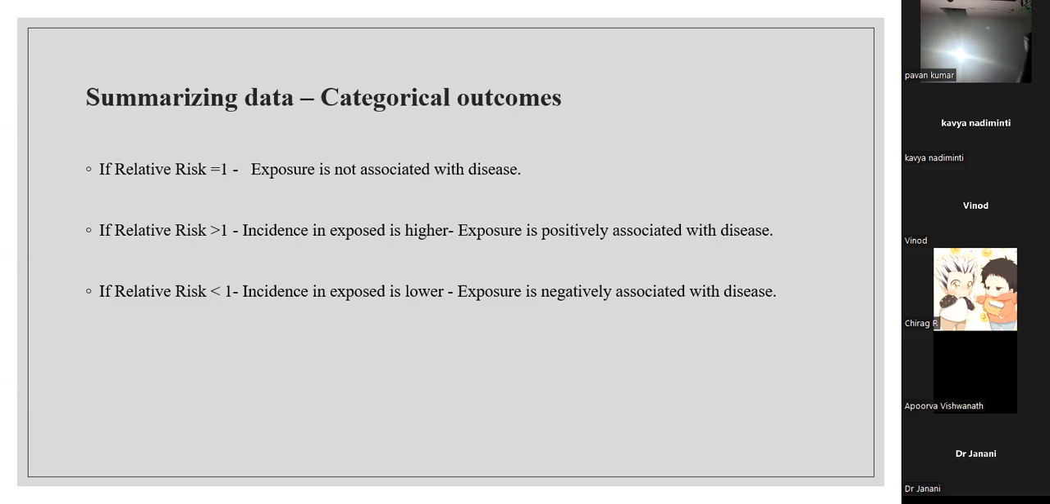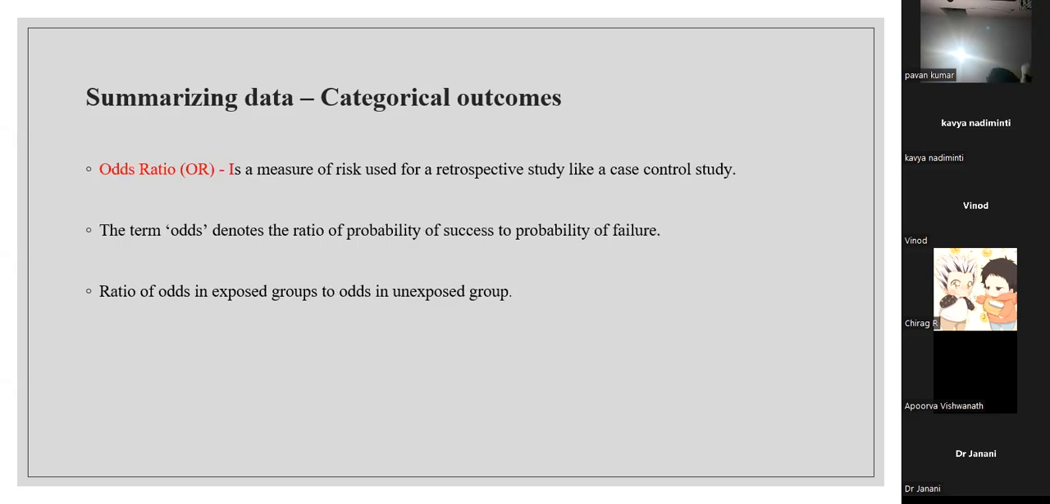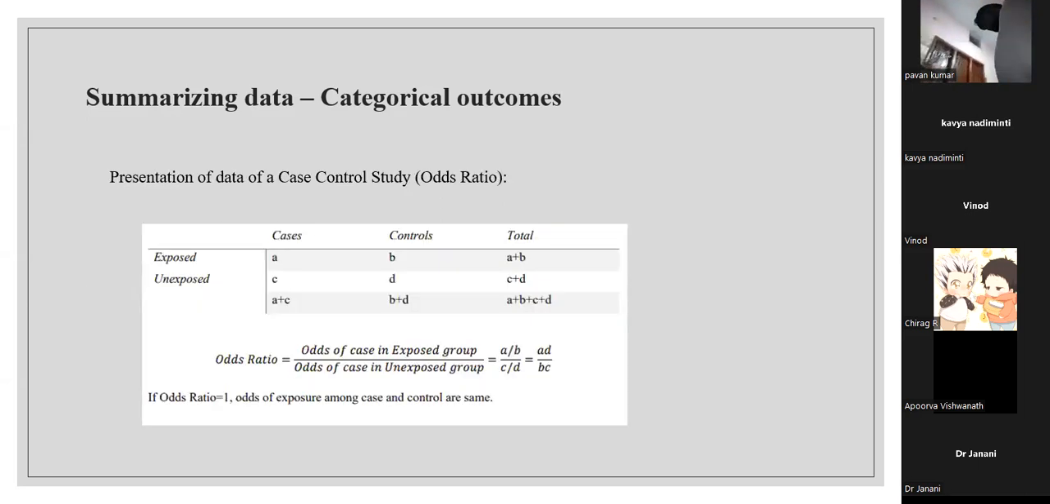Can I continue, sir? Yes. The odds ratio is a measure of risk used for a retrospective study. And the term odds denotes the ratio of probability of success to probability of failure. And odds ratio is calculated by odds of cases in the exposed group. Madam, please go a little slowly. Sorry. Odds ratio is calculated by odds of cases in the exposed group by odds of cases in the unexposed group.